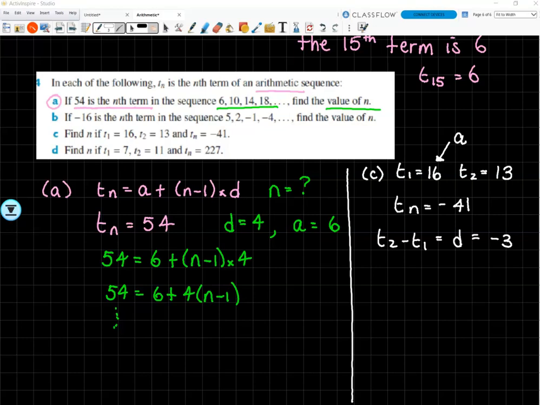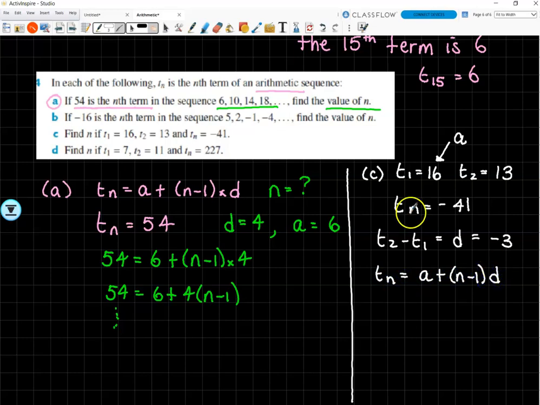Do you agree that I've just written the information we've been given? Tn equals minus 41. However, when it says T1 equals 16, that is my first term. Gentlemen, that is my first term. The other thing I'm looking for, because again in my head I've got Tn equals A, it's all about that formula.